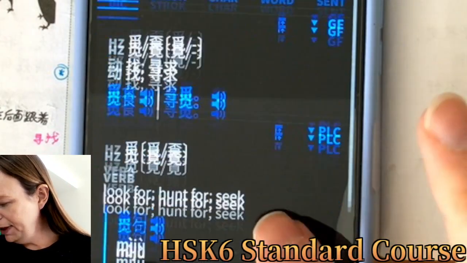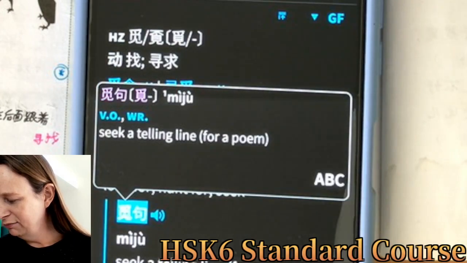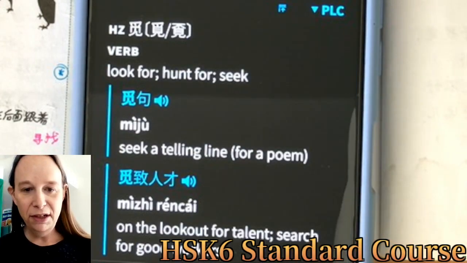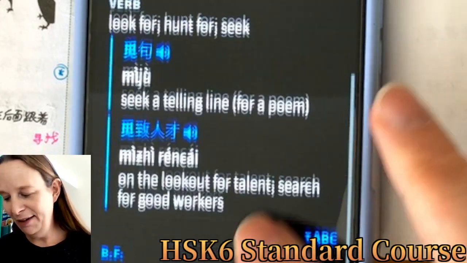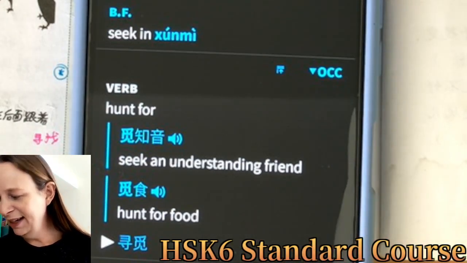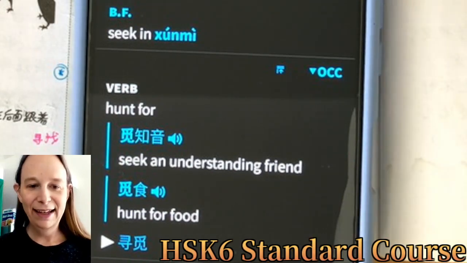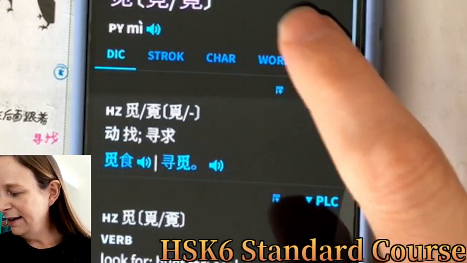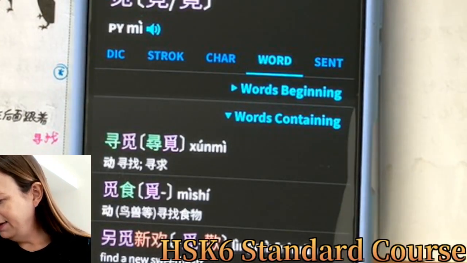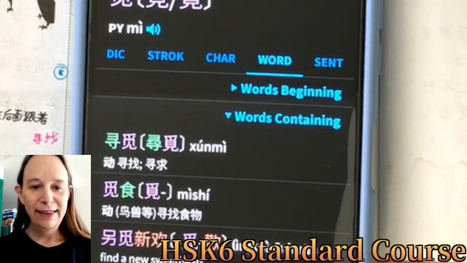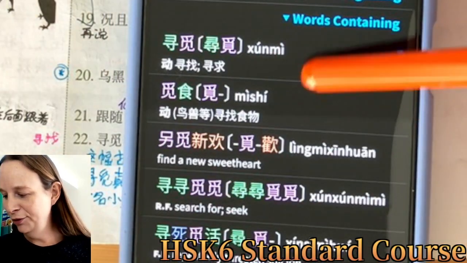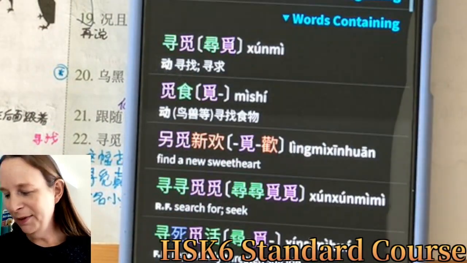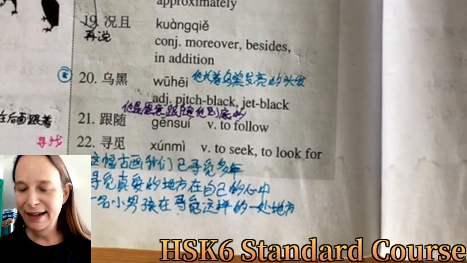觅食, 寻觅. 觅句. What is 觅句? Speak a telling line for a poem? I don't know that one. 觅人才. Looking for talent? I haven't encountered that one. 觅知音. 知音 is like, bosom buddy kind of thing. I think this and this are the only ones you really need to know, at least that's what I've known at my level. 寻觅 and 觅食. Maybe the others are worth knowing, but I don't recall encountering them.